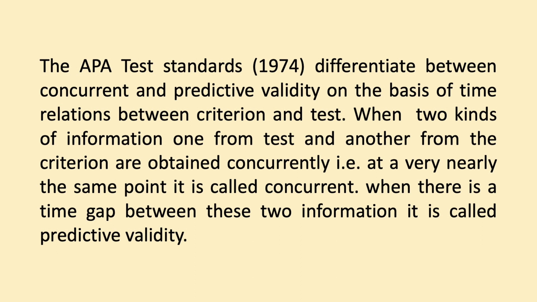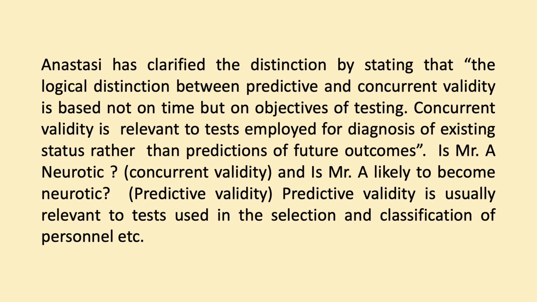When two kinds of information, one from the test and the other from the criterion, are obtained concurrently, that is, at very nearly the same point in time, it is called concurrent, and when there is a time gap between these two pieces of information, it is called predictive. I have just explained this to you. Anastasi, now try to understand.